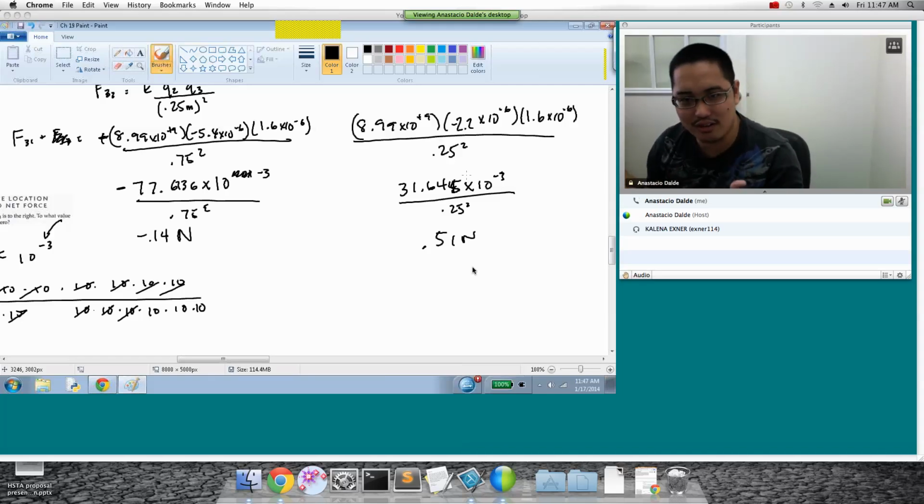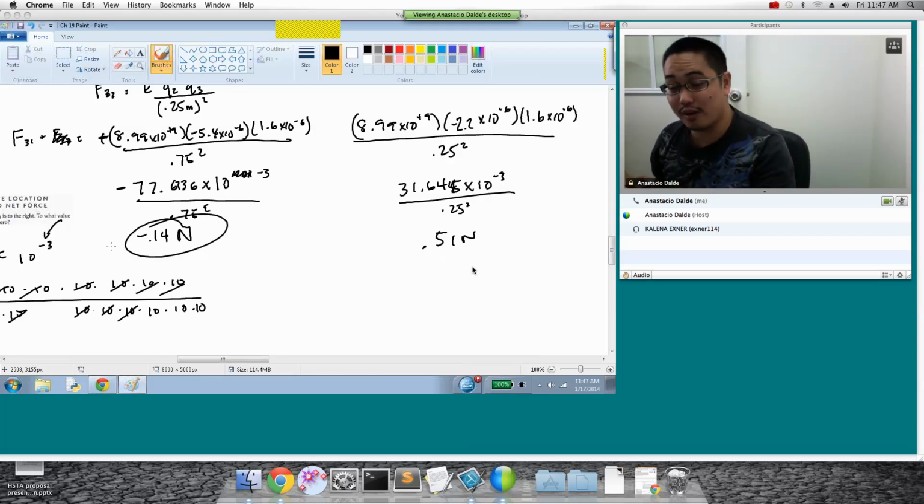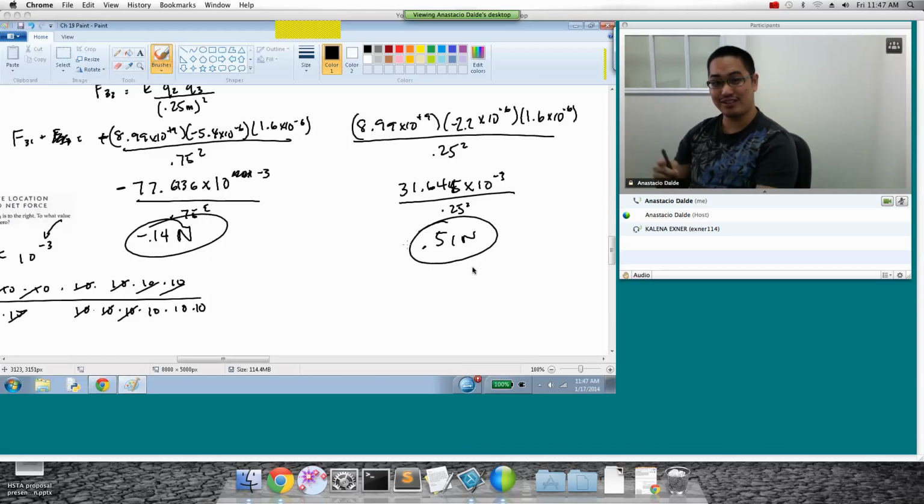So look, check this out, Kalena. Channing Tatum is pulling backwards on you at 0.14 newtons, but James Franco is pulling forward on you at 0.51 newtons. I'm sorry to say this, but it looks to me that if you're standing out at 0.75, James Franco's going to win.